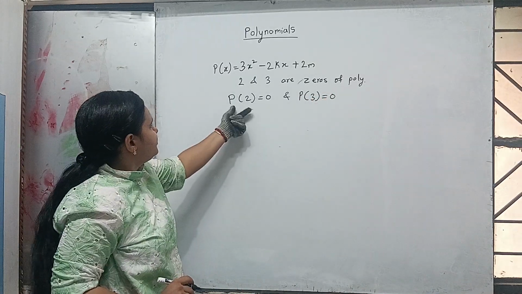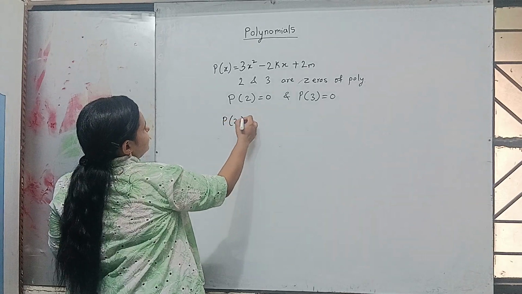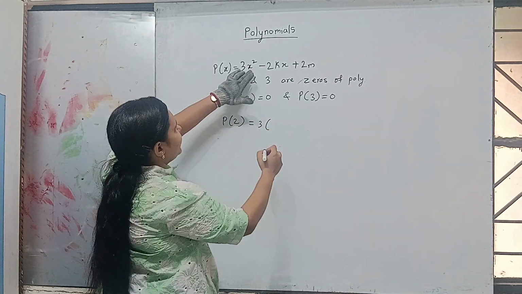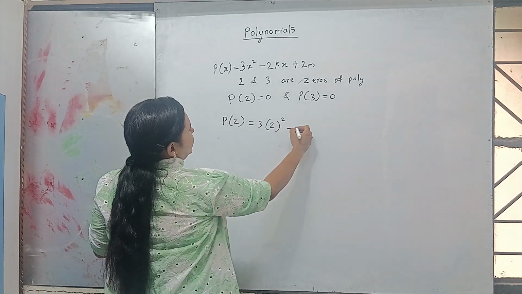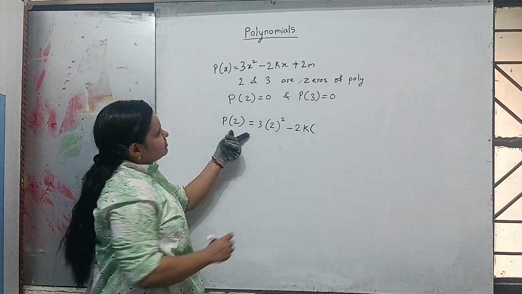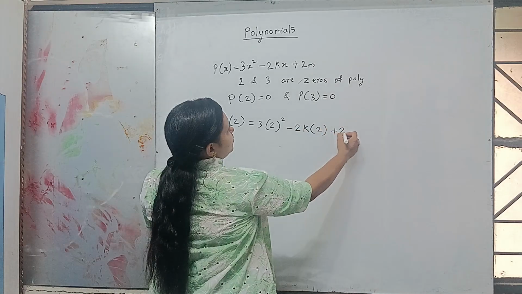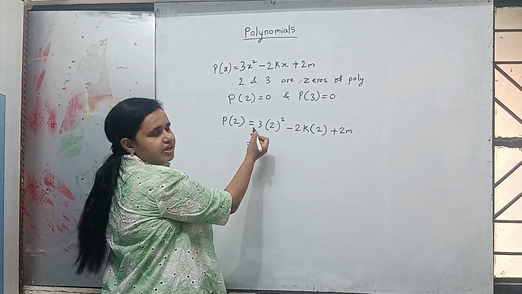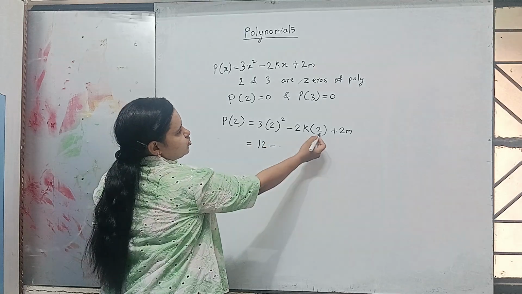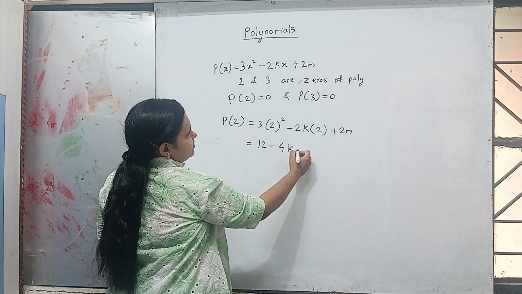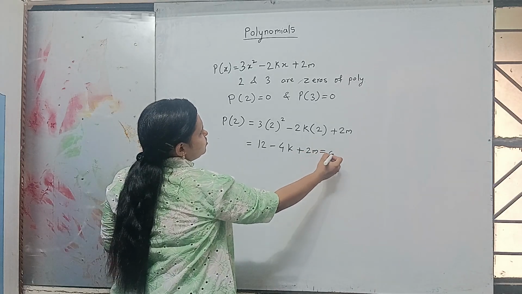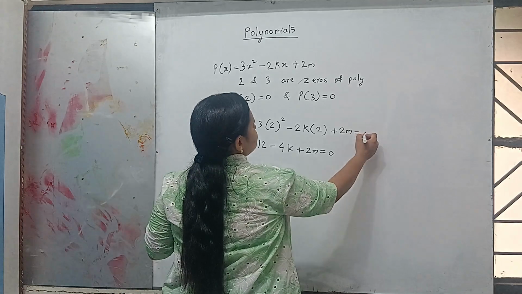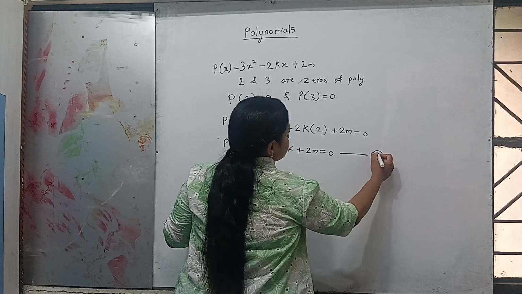So let us check p of 2. Just put 2 instead of x in this expression. What we will get? 3 multiplied by 2 square minus 2k times 2 plus 2m. 2 square is 4, 4 multiplied by 3 is 12, minus 2 2s are 4k plus 2m is equal to 0, as it is a zero of the polynomial. So this is our first equation.